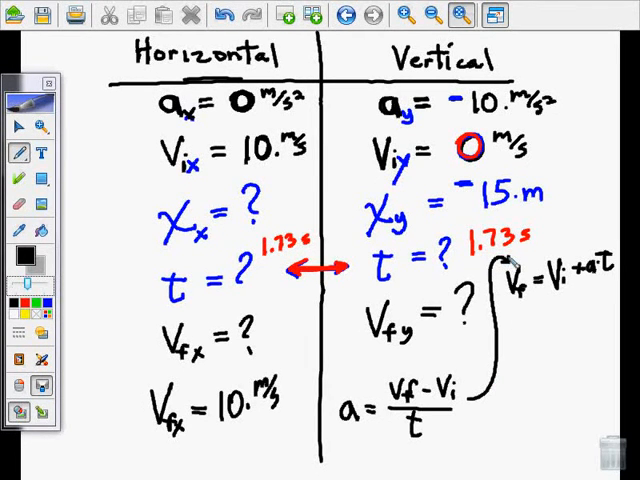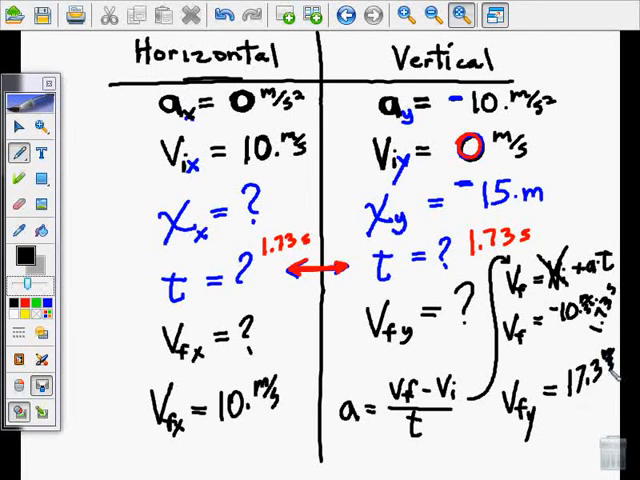Why isn't that just a legitimate formula? It is. You can go right to that, and many people do. And of course, in this case, what was the initial vertical velocity? 0, so that goes there. So the final velocity is just going to be equal to the acceleration, which was negative 10 meters per second squared, times the time, which was 1.73 seconds. So that final velocity in the y direction is equal to 17.3 meters per second. And I'll keep that 3 there because it's not my final answer.